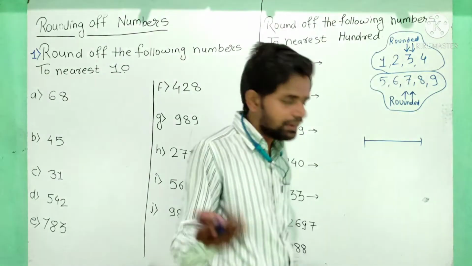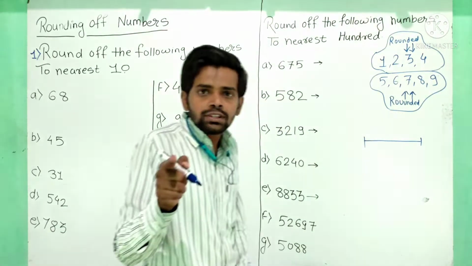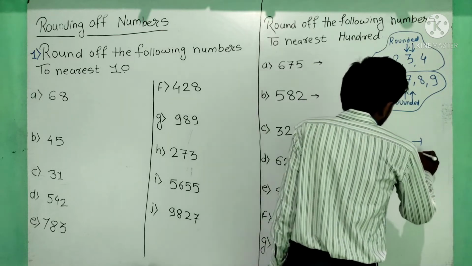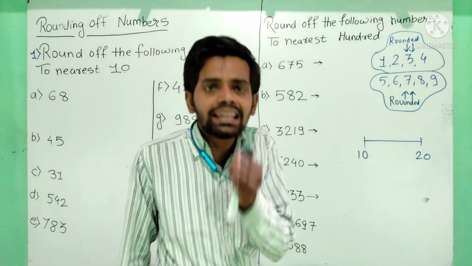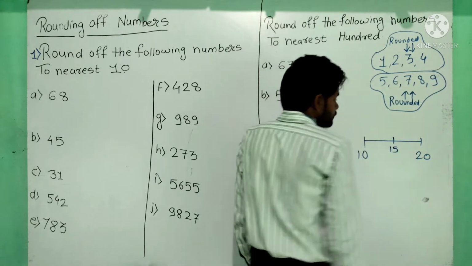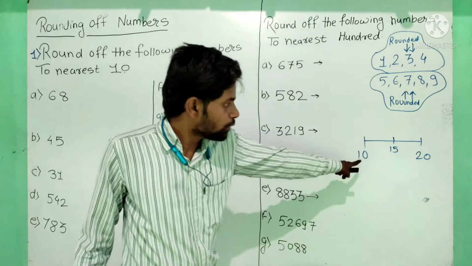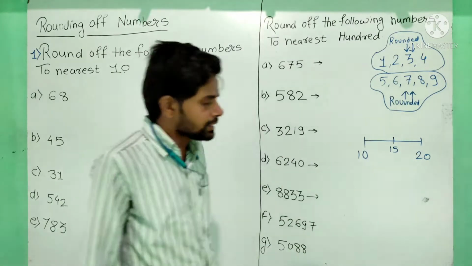Suppose you have the number 17. 17 is present between 10 and 20. And the number which is present exactly in between 10 and 20 is 15. Now listen carefully here. I'm going to find the nearest 10 of 17. मुझे 17 का nearest 10 चाहिए.